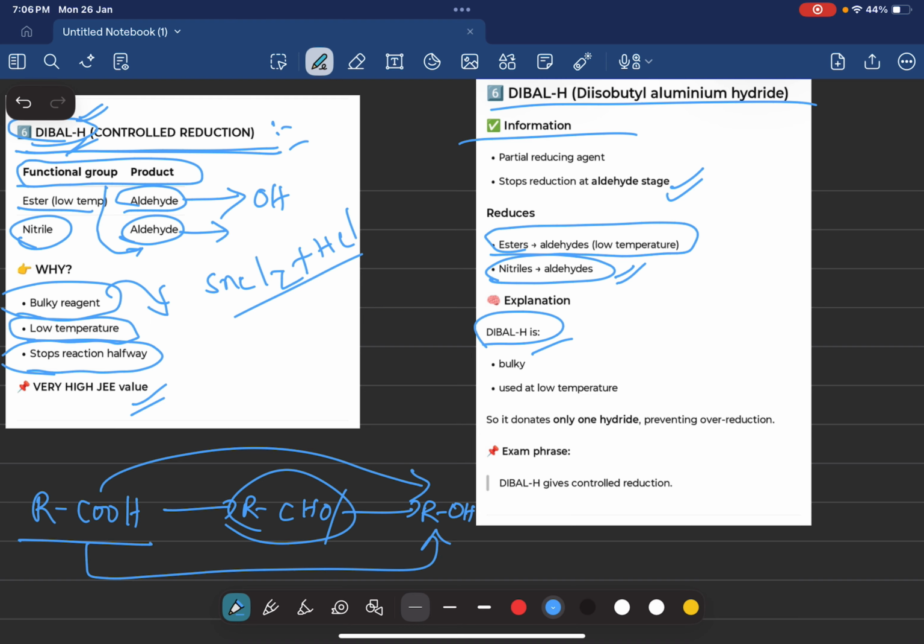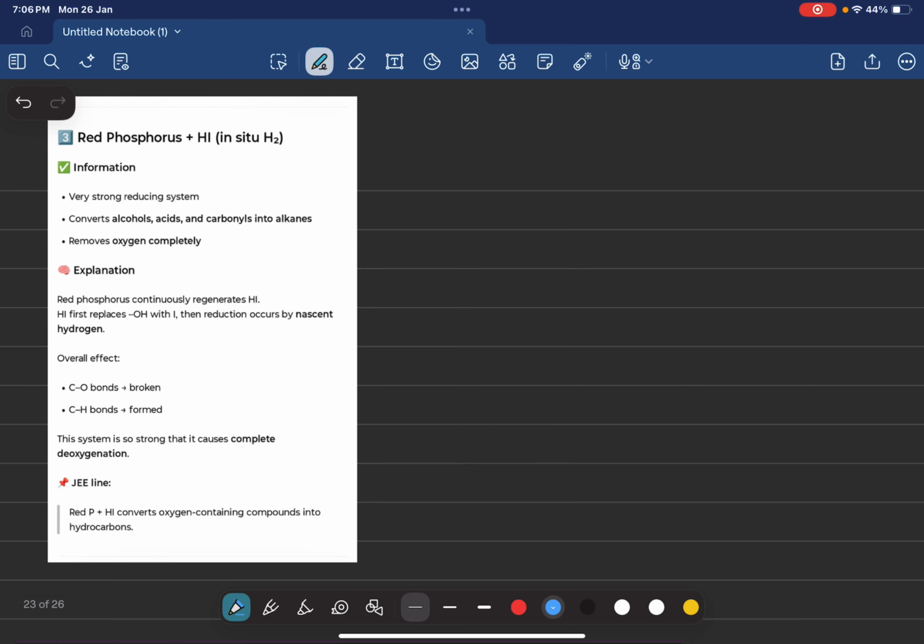DIBAL-H is bulky and used at low temperature just to control the decomposition. So it donates only one hydride and prevents over reduction, so it will stop at the aldehyde. The exam's main point is that DIBAL-H gives controlled reduction. Very important. Okay. Coming to the next, this is the king of reducing agents, that is red phosphorus and HI.